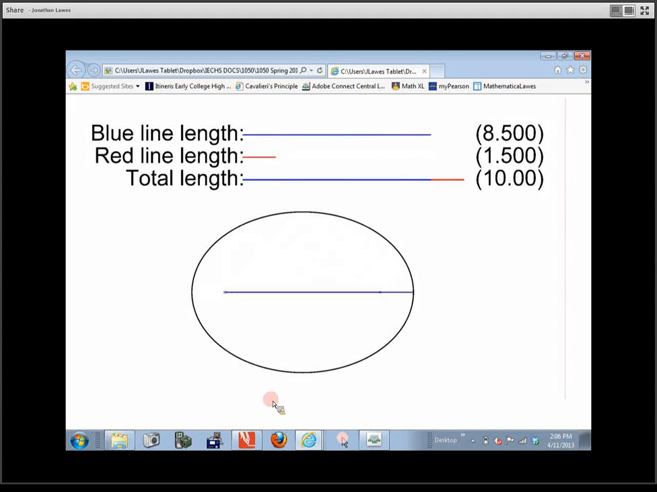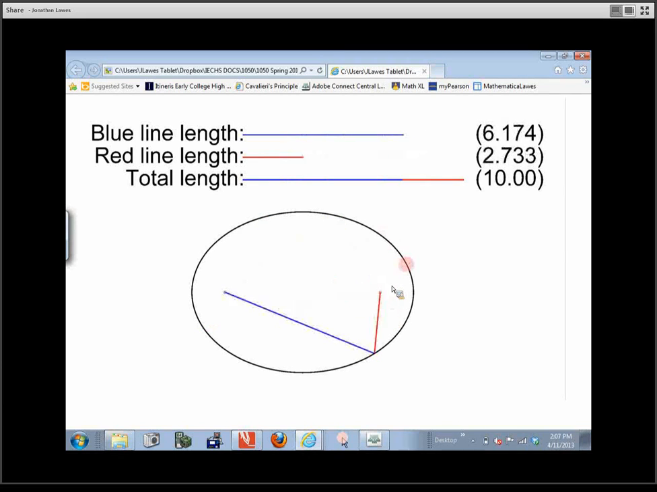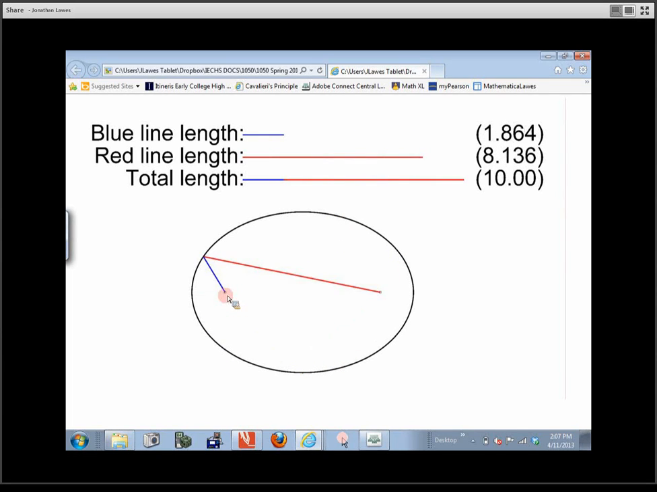Look at the lines up at the top. So this is the total length. You'll notice the total length never changes. It's always 10. But that total length is made up of a blue part and a red part. And as the blue part gets big, the red part gets small, and vice versa. That red length represents the distance from this point, this focus, to a point on the curve. And the blue line represents the distance from the same point, but over to this other focus.